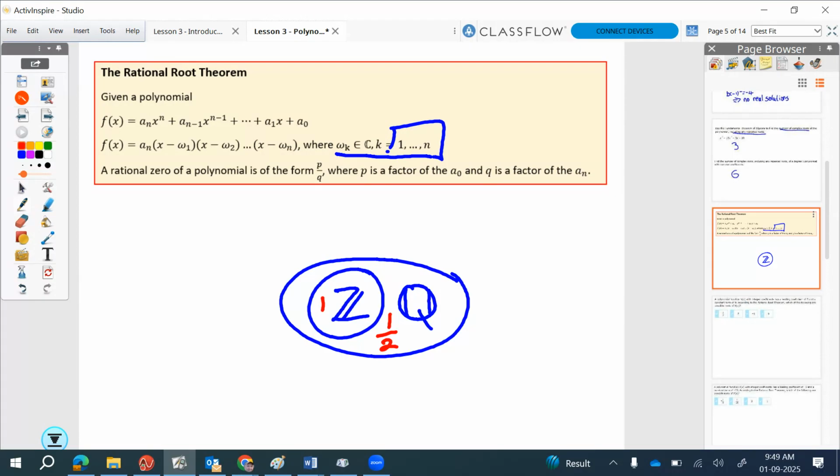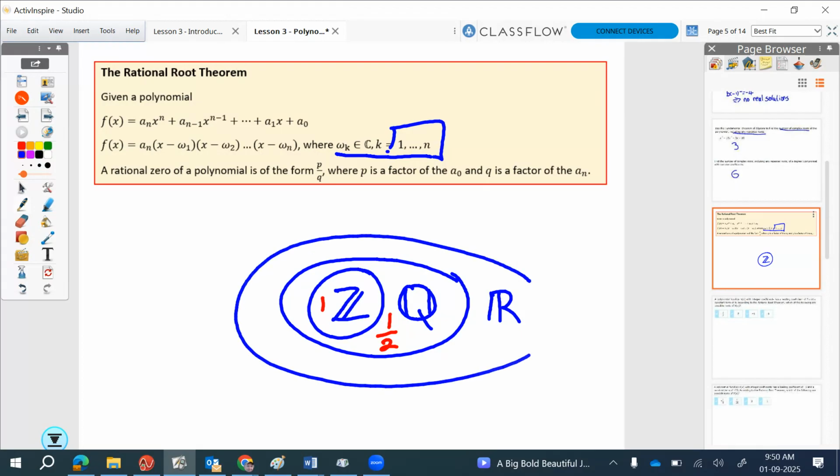Does this mean that whole numbers are also fractions? Yes. So how would we express 5 as a fraction? 5 over 1. So whole numbers are also rational numbers. And then around this set of rational numbers comes the next set, the real numbers. Who can give me an example of a number that is real but not rational? Pi, perfect.